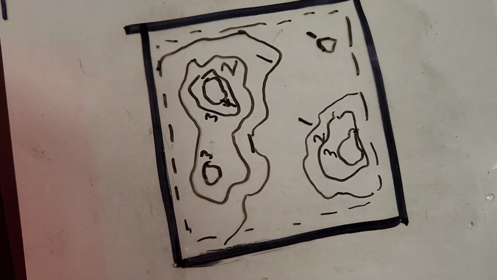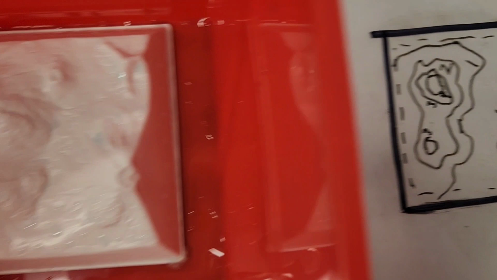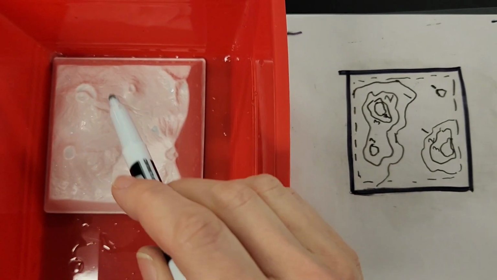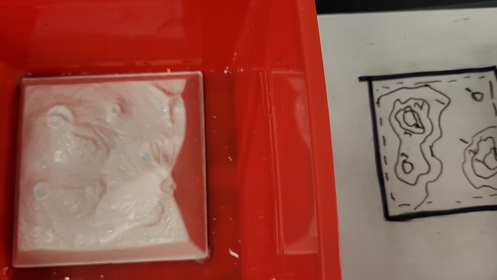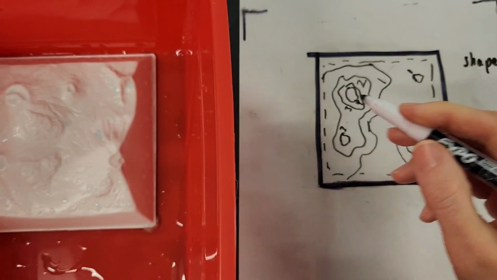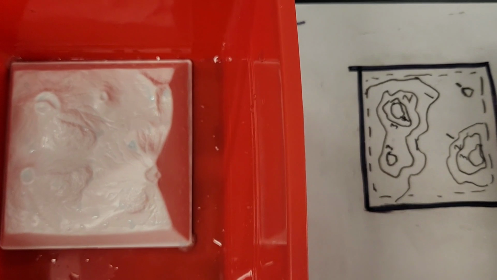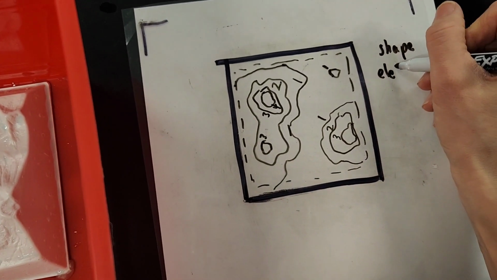But what do we get from this? Well, we can see a few things. Let's take a look at them side by side. I can see the general shape of the land, so I can see the shape. I see these lines here, which also show elevation.